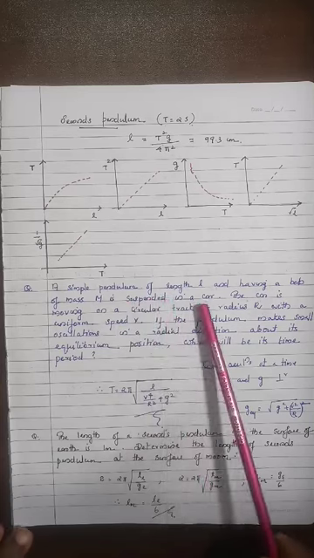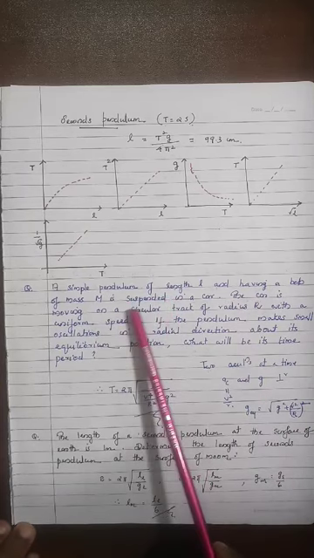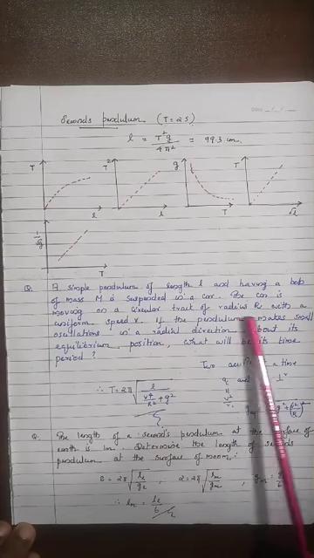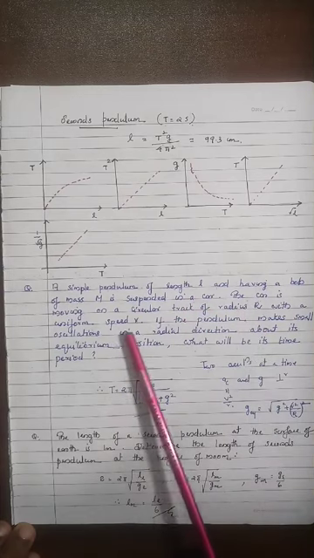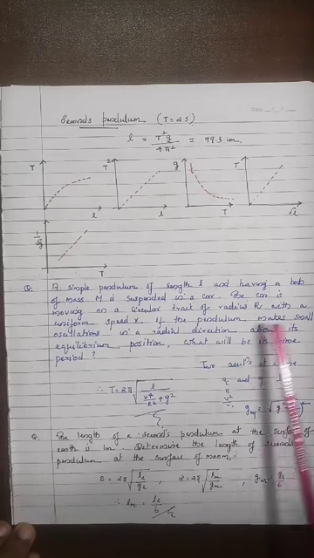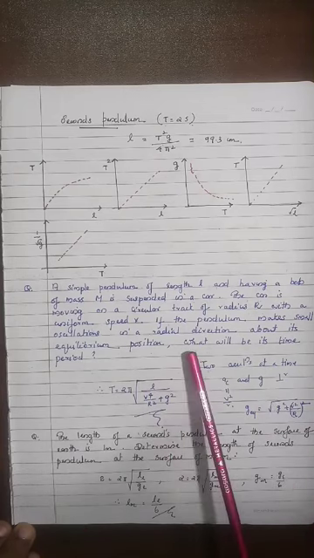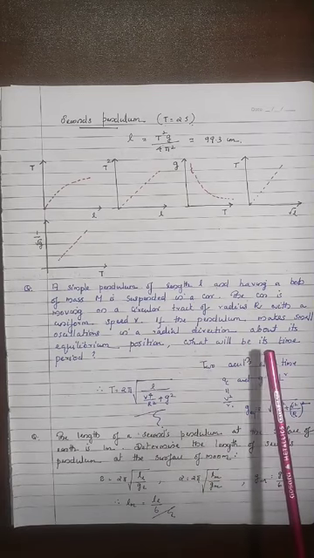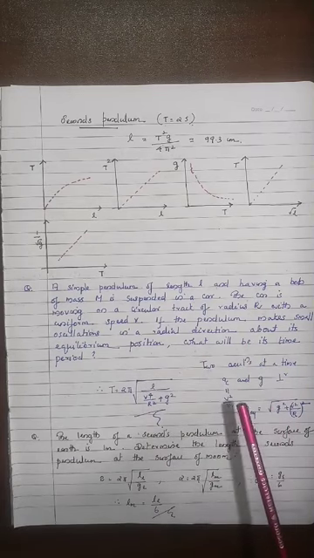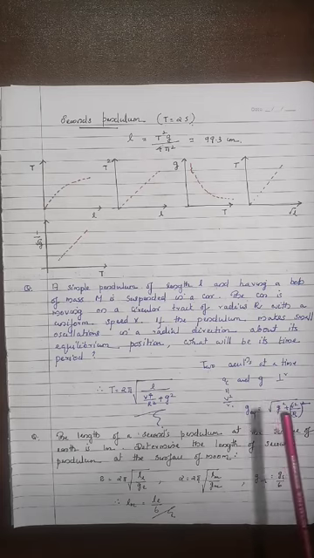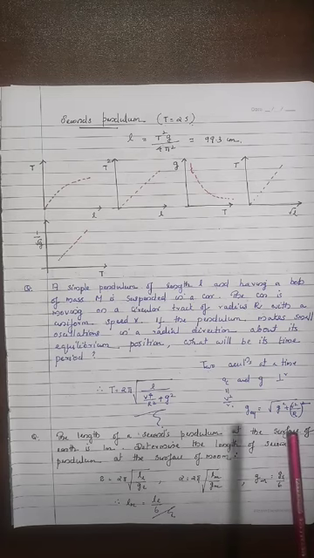A simple pendulum of length L having a bob of mass capital M is suspended in a car. The car is moving in a circular track of radius capital R with a uniform speed v. If the pendulum makes small oscillations in a radial direction about its equilibrium position, what will be its time period? And here the two accelerations at a time, the centripetal and g. So we have to take, they are mutually perpendicular, root of g square plus v square by r the whole square.